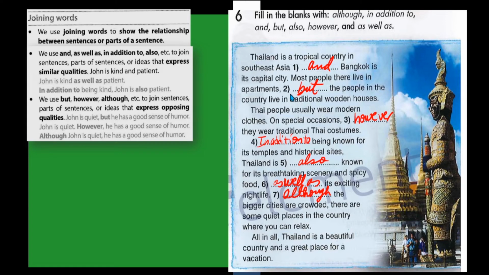Most people there live in apartments, but the people in the country live in traditional wooden houses. Thai people usually wear modern clothes on special occasions. However, they wear traditional Thai customs.